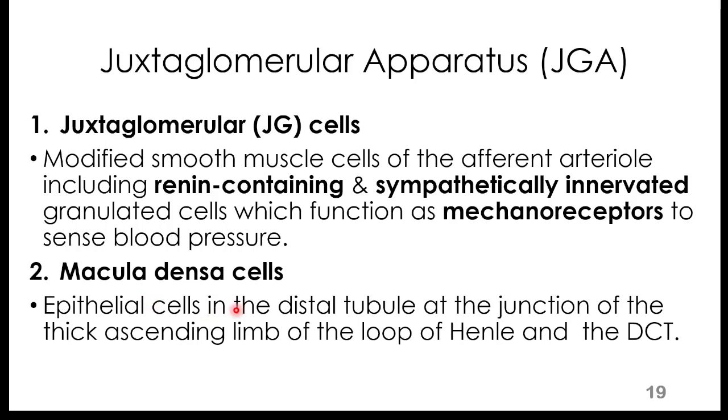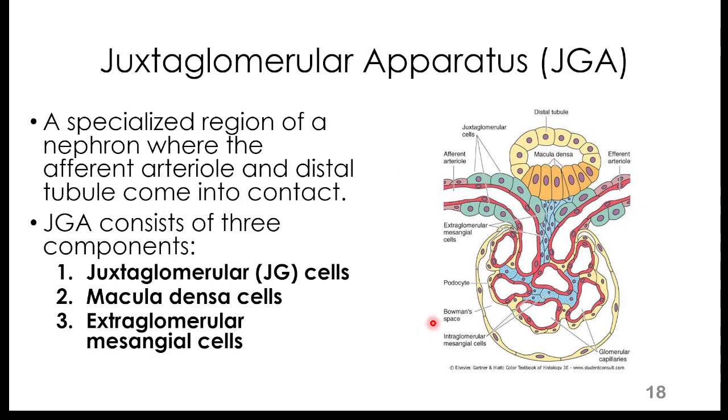Now, the macula densa cells are epithelial cells in the distal tubule, at the junction of the thick ascending limb of the loop of Henle and the distal convoluted tubule. There's a point where the thick ascending limb of the loop of Henle becomes the distal convoluted tubule. It's at that exact junction that the macula densa cells are located. They form part of the lumen of the distal tubule.